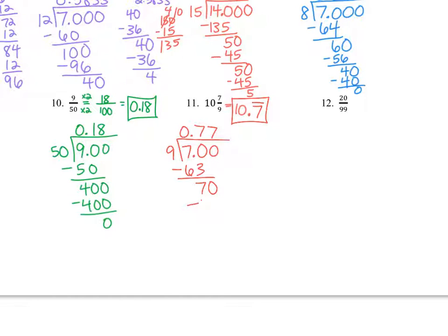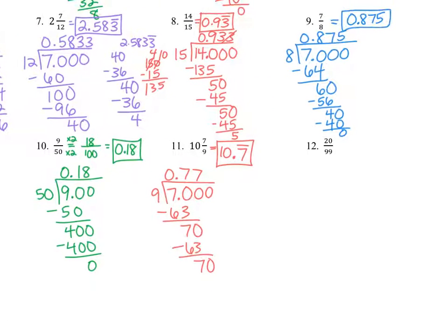7 times. Subtract 63. You get 7, and then we'll look at 70 again. So it keeps going and going. So we can see that the 7 does repeat. So 7/9 is 0.7 repeating. So 10 and 7/9 would be 10 and 0.7 repeating. So that's it for number 11.